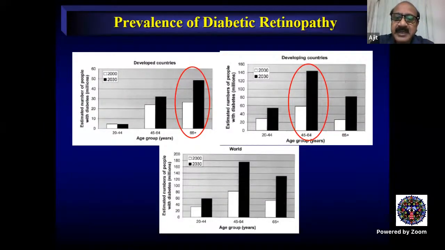Another important aspect of diabetes in our country or countries like us, developing countries, compared to developed countries, is the active involvement. The highest prevalence of diabetes is at 65 plus in developed countries, whereas in India and other developing countries, the peaking is at 45 to 64 years. This means that the active earning age is getting affected.